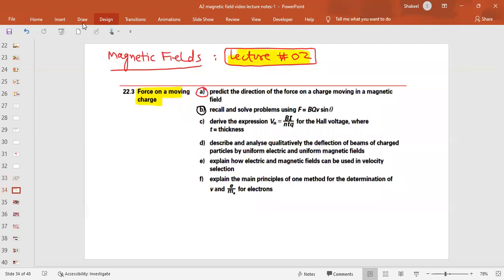This is our video lecture 1 about magnetic fields. Firstly, we'll look at the direction of force on a moving charge. Then we will look at the quantitative analysis of that force. We'll derive this expression, and then we will look at the Hall voltage. This is actually the Hall probe, and we will derive an expression. So in this video, we have to cover these first 3 points from this syllabus. The next 3 points in this syllabus topic will be covered in video lecture number 2.